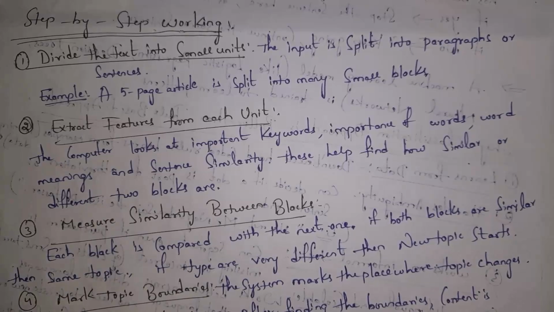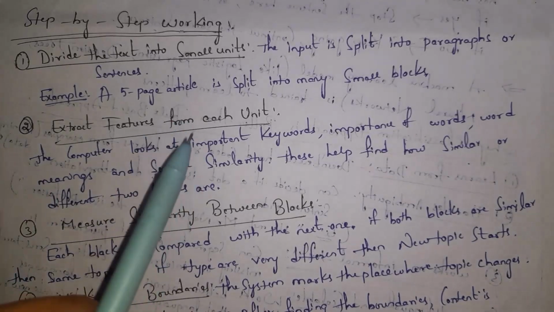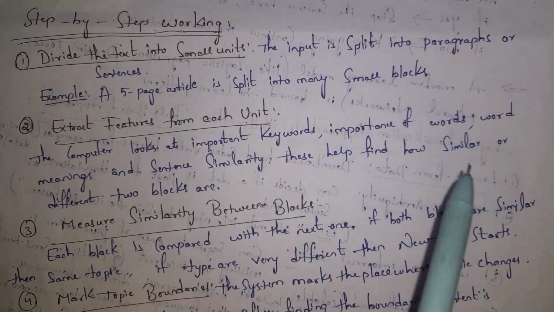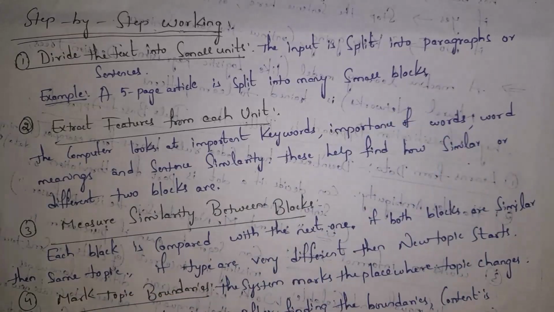After dividing the complete document into various paragraphs, the second step is to extract features from each unit. That is nothing but extracting features from each paragraph. Thus the NLP model will find important keywords and the importance of those words and what the word meanings are and what the similarities between sentences are, so that the NLP model can find similarities and differences between two blocks.